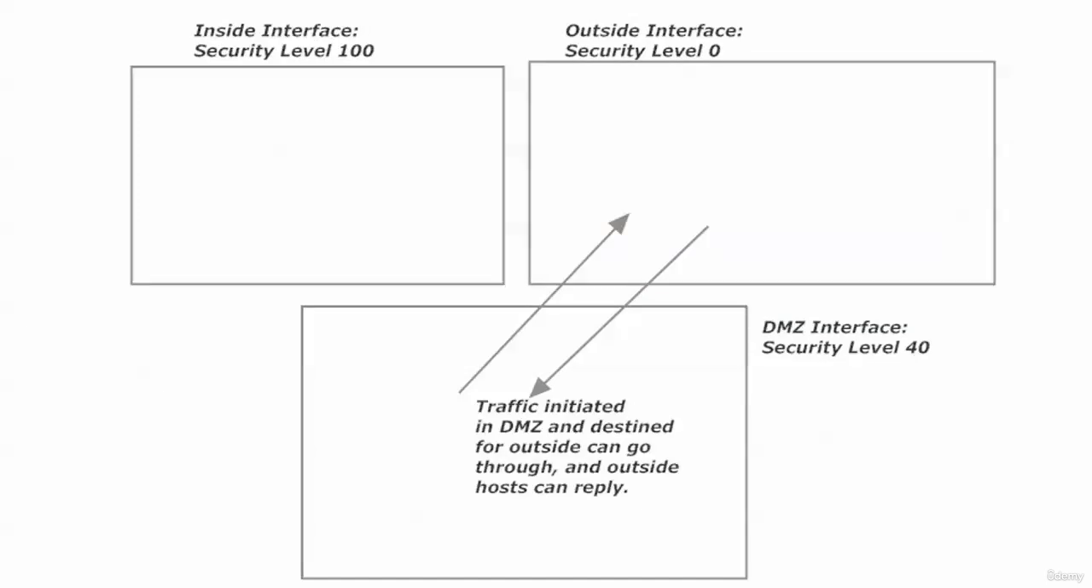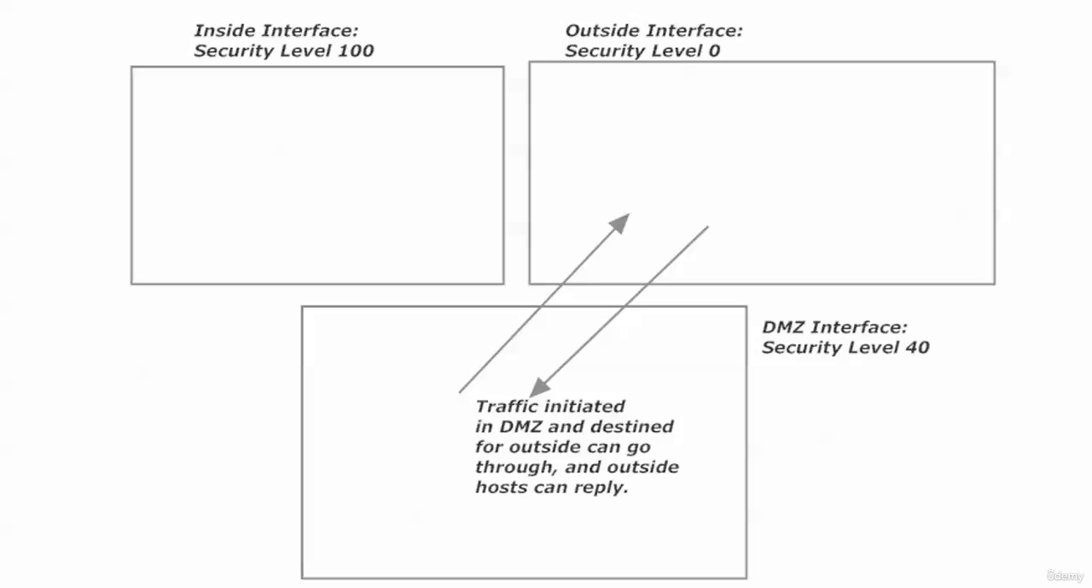Now, what about traffic initiated in the DMZ? Because that's going to happen. Web servers, e-commerce servers, or FTP servers, usually they're being talked to. Someone else is initiating the conversation, but there will be times when those servers need to initiate conversations of their own. So if they need to do so with a host behind the outside interface, that's no problem, because traffic initiated in the DMZ and destined for a host on the outside network can go through, and again, outside hosts would be able to reply because of our state table.